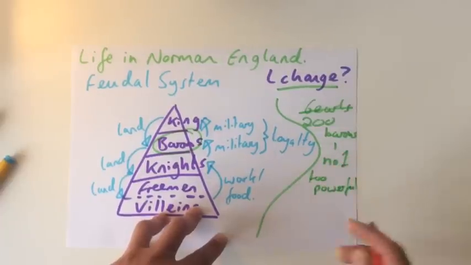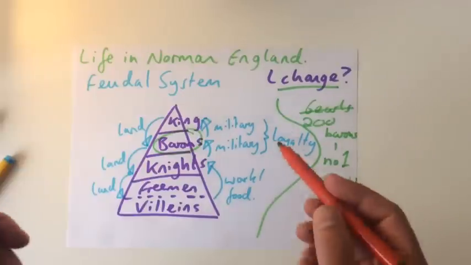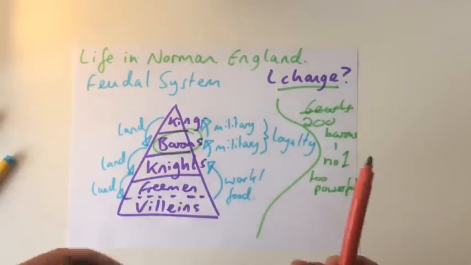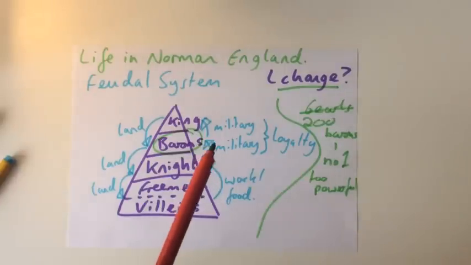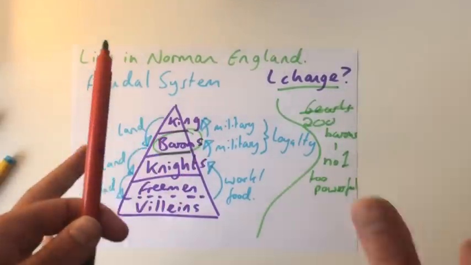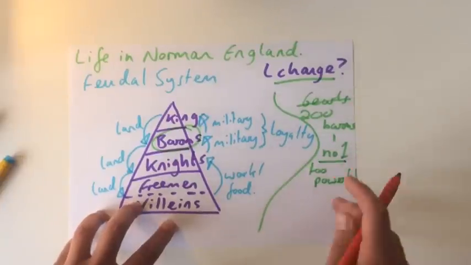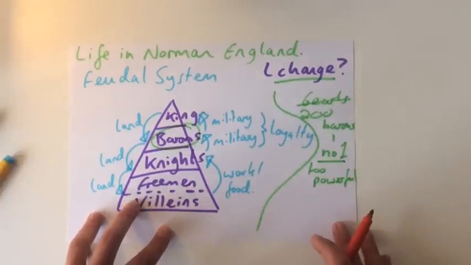Now, obviously, he also gets the benefit of having 200 barons that he can send all over the country to look after England for him, because he can't do it all on his own. And as we know, he builds a lot of castles, so each baron would have had at least a castle in order to control their area, but no one baron can become too powerful.